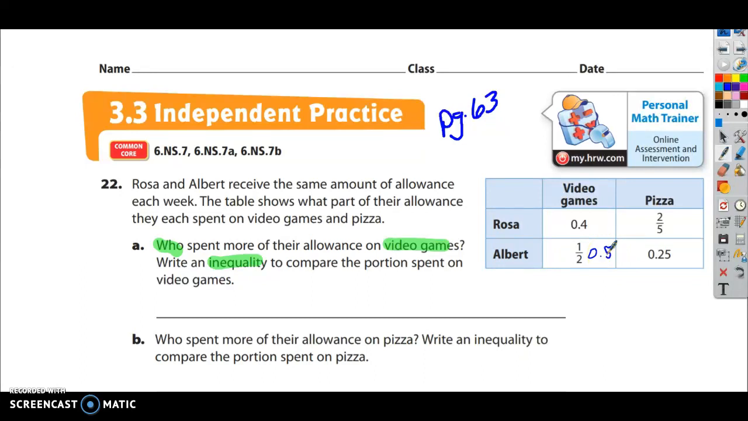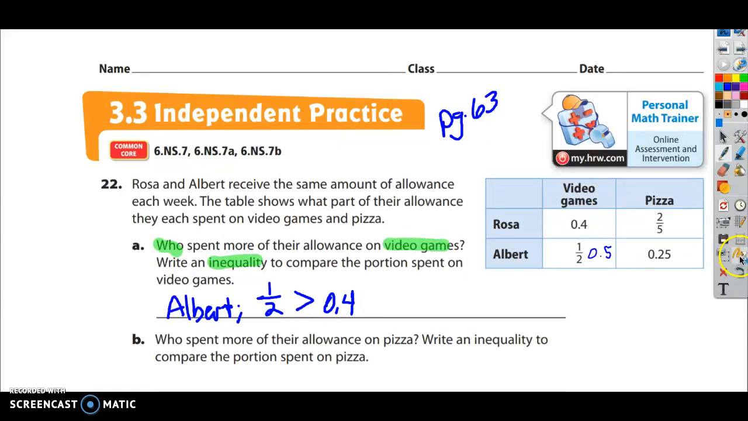So we can go to our answer, and we can state that it's going to be Albert. The first part of the question says, who is it? And then write an inequality. And the inequality is where we write the two numbers, like Albert's number is 1/2, and Rosa's number is 0.4. And the inequality symbol that makes the statement true is the greater than sign. The answer to this question is Albert because 1/2 is greater than 0.4.